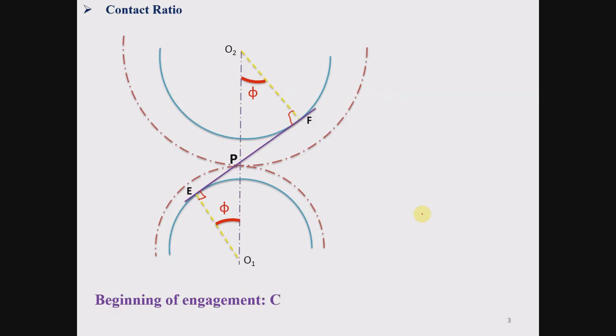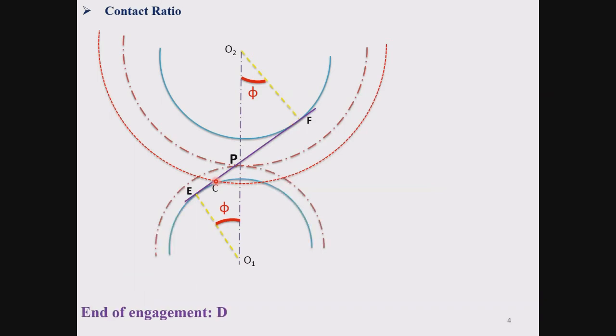Now, beginning of engagement. Engagement begins where the addendum circle of the driven gear intersects the pressure line. What I have shown, the addendum circle of the driven gear, that is gear 2, is intersecting the pressure line EF at point C, where the engagement begins between a pair of teeth.